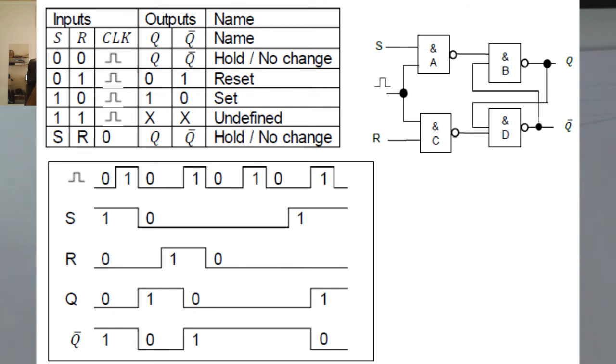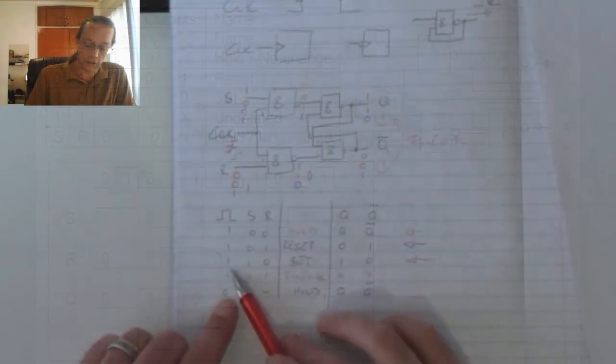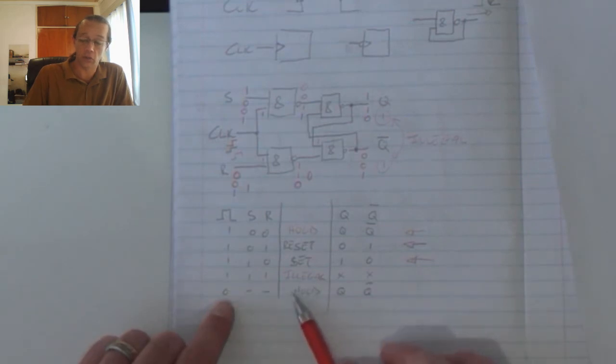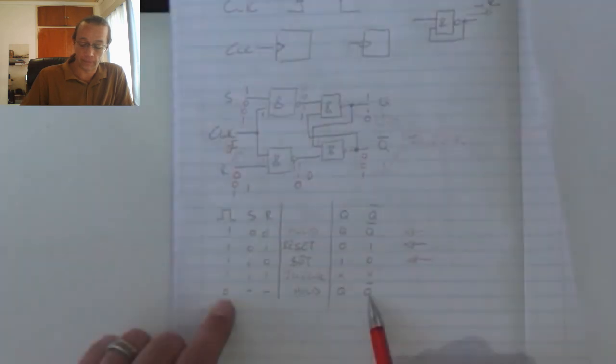So, reset inputs: 0 0, 0 1, 1 0, 1 1. This is my clock. If it's ones versus when it is zeros. When zeros, this whole system stops working because the inputs are disabled.